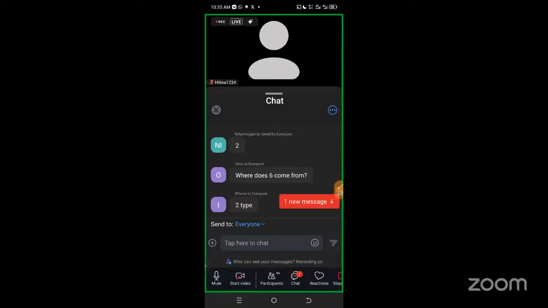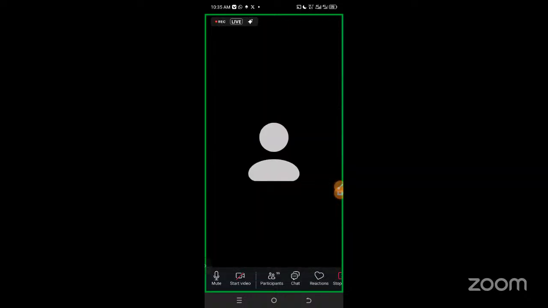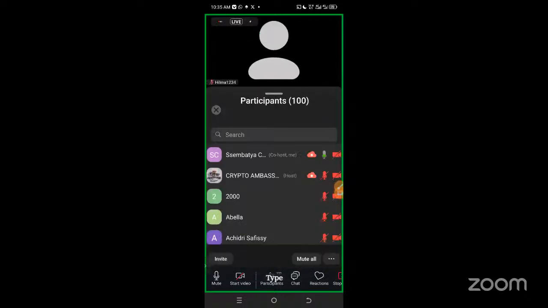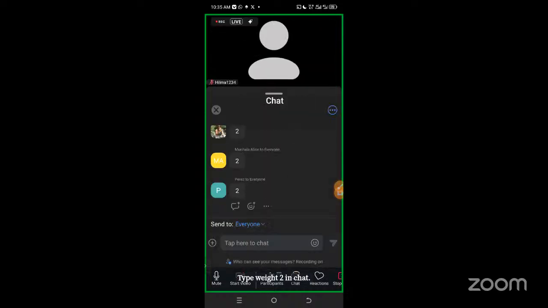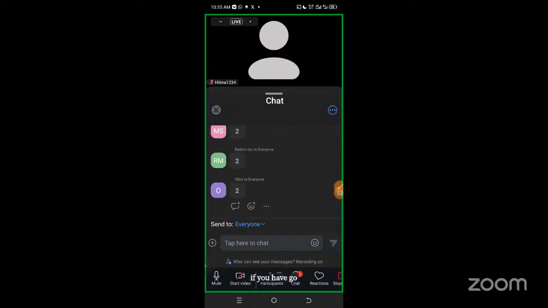Where is the 6 from? 6 is the number of margin calls. Type a 2 in chat if you have got the calculations.